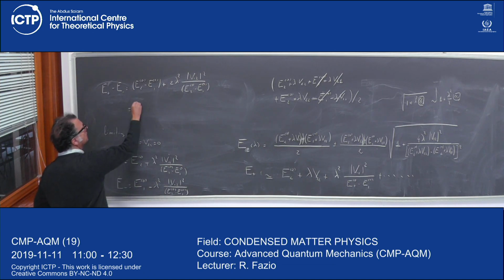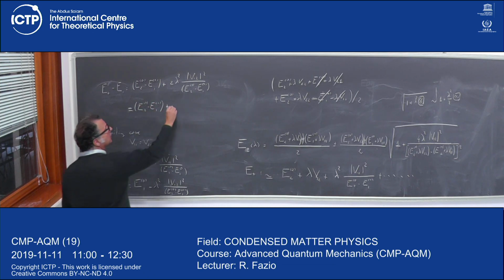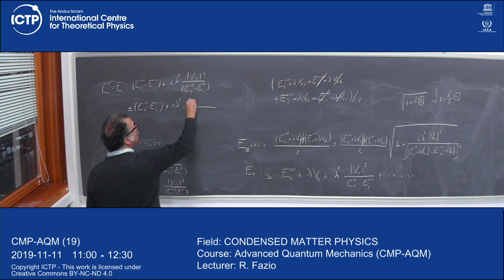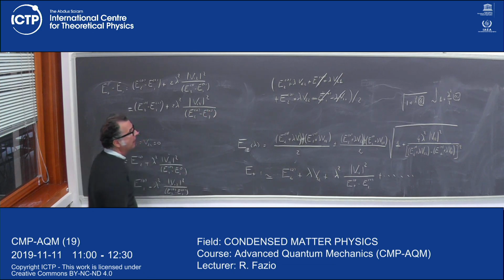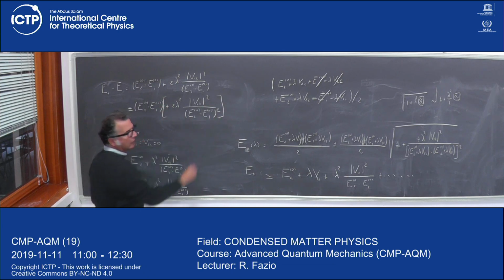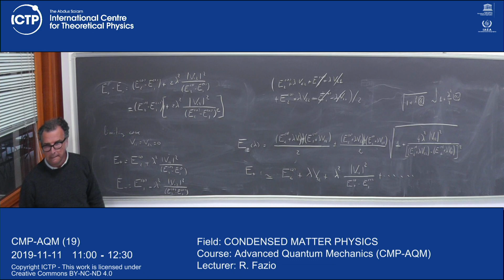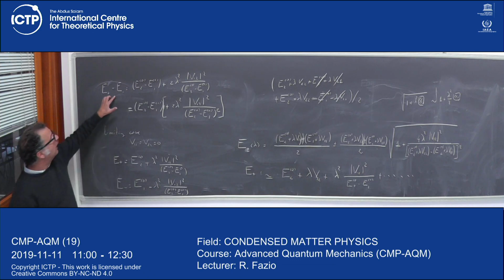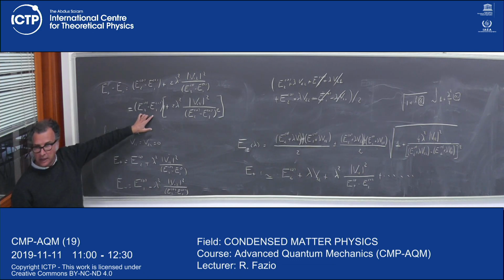So I just take this and I get E02 minus E01 plus twice lambda squared mu squared divided by the gap. Now, this is the gap, the energy gap, when lambda is different from 0. This is the energy gap when lambda is 0.